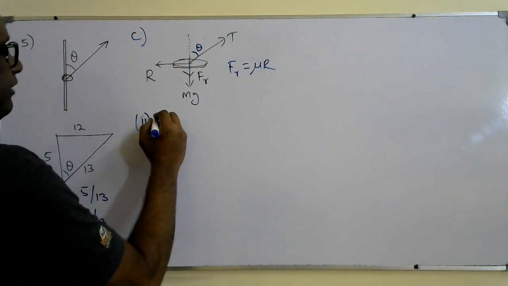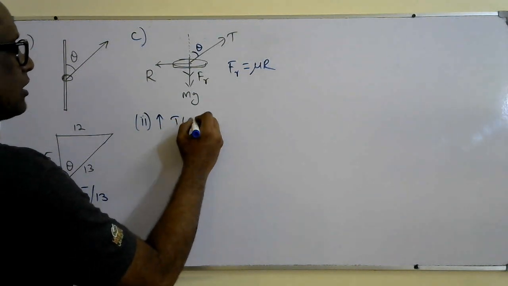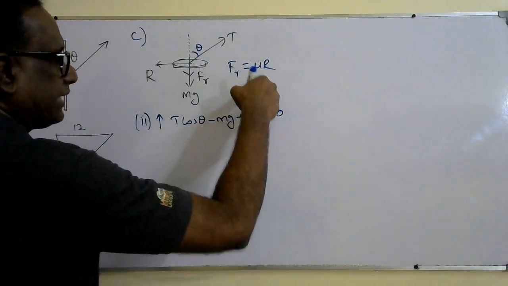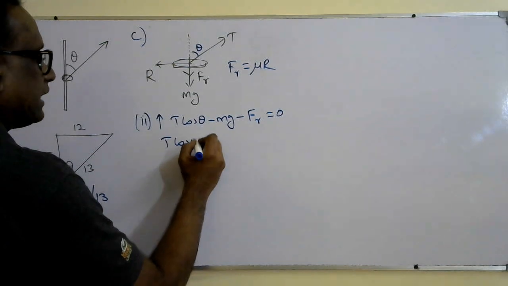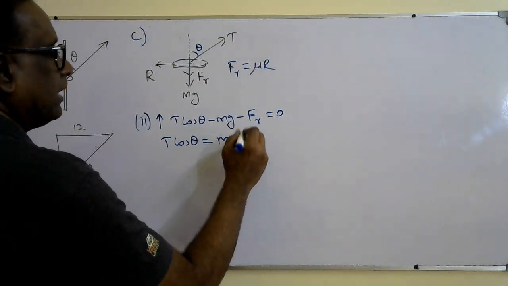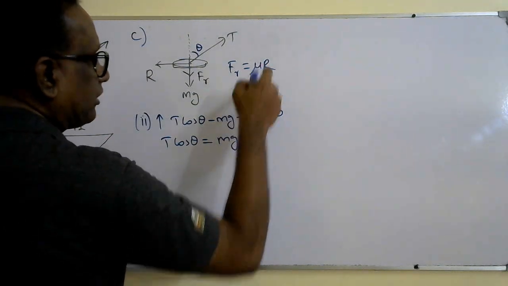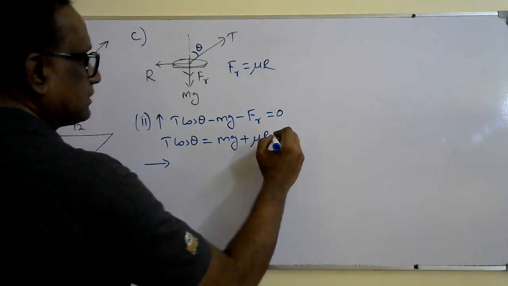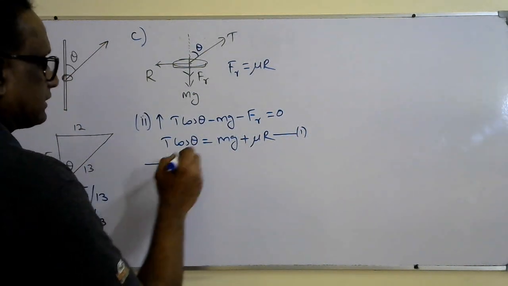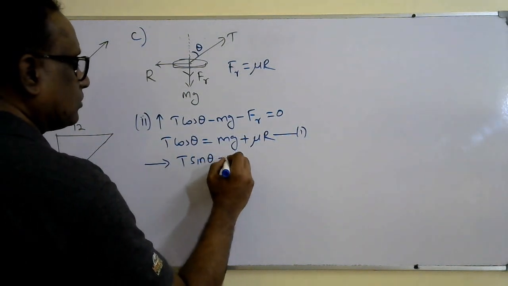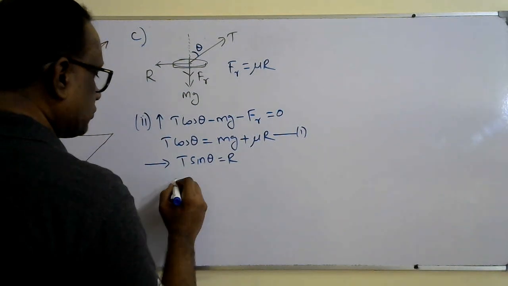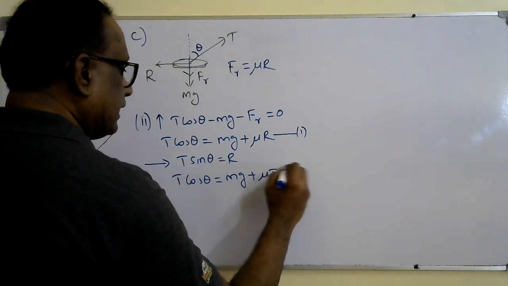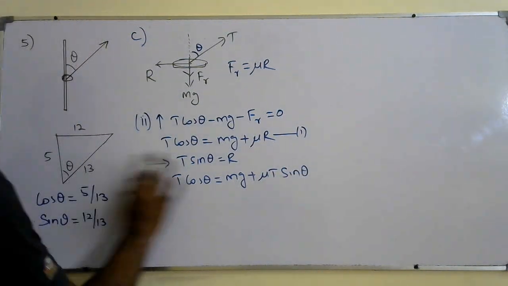So here also it's at equilibrium in the upward direction. T cos theta minus mg minus Fr equals 0. Fr equals mu R. So T cos theta equals mg plus mu R. Let me take this as equation 1. When I consider the horizontal direction, T sine theta equals R. Substitute T sine theta for R. So T cos theta equals mg plus mu T sine theta. Now substitute the values, you know all.